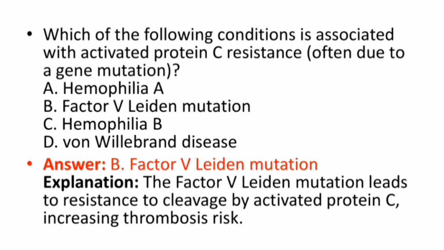Which of the following conditions is associated with activated protein C resistance, often due to a gene mutation? Option A, hemophilia A; option B, factor 5 Leiden mutation; option C, hemophilia B; option D, von Willebrand disease. The correct answer is option B, factor 5 Leiden mutation. The factor 5 Leiden mutation leads to resistance to cleavage by activated protein C, increasing thrombosis risk.